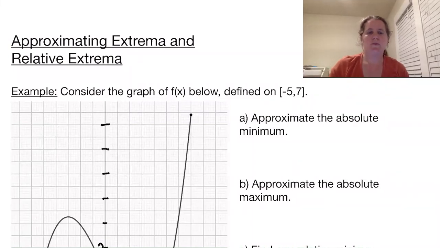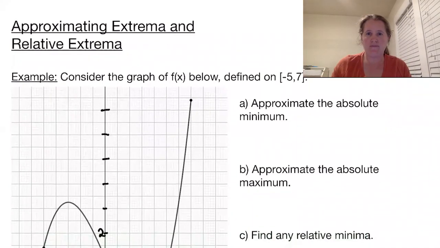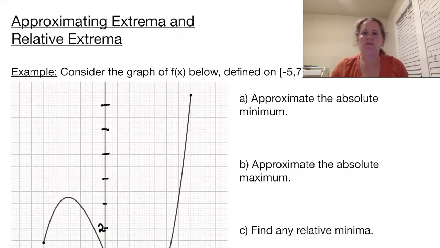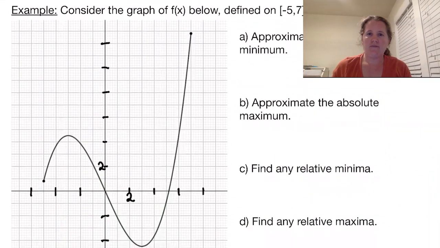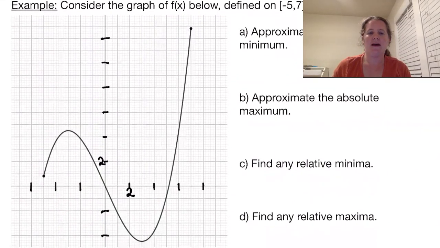Welcome to approximating extrema and relative extrema. So for example, consider the graph of f of x below, which is defined on -5 to 7. The first thing we want to do is approximate the absolute minimum. So if we look at our graph, we're looking for the point furthest down, the y value furthest down.